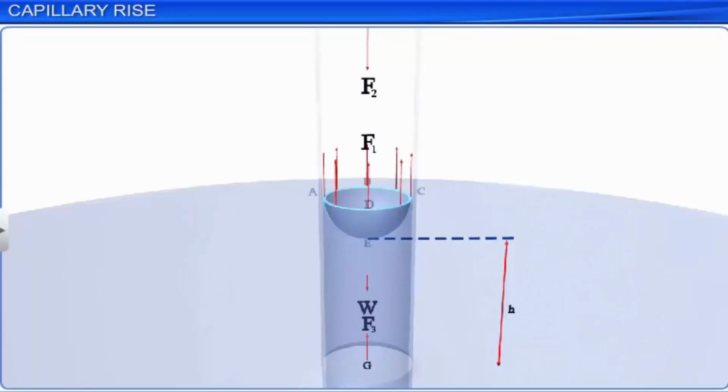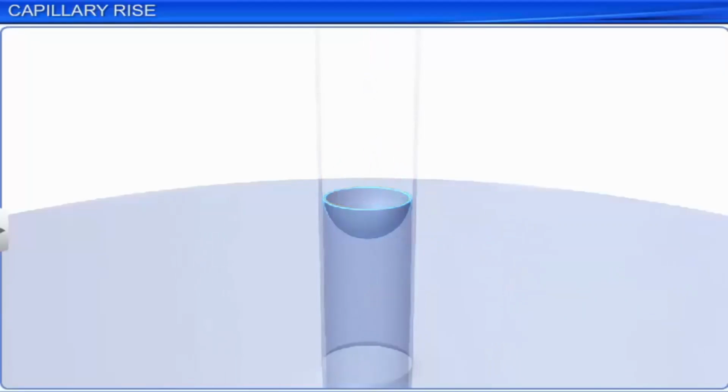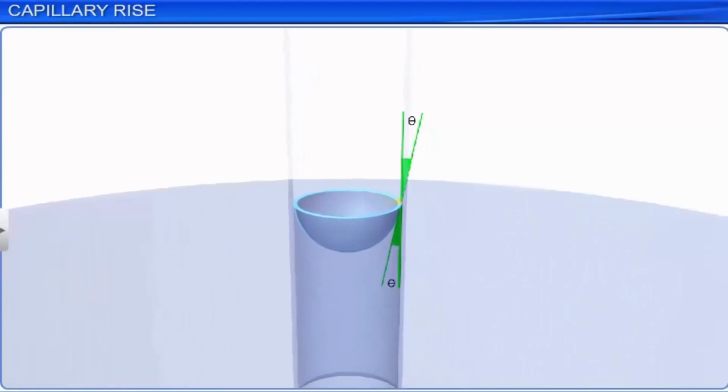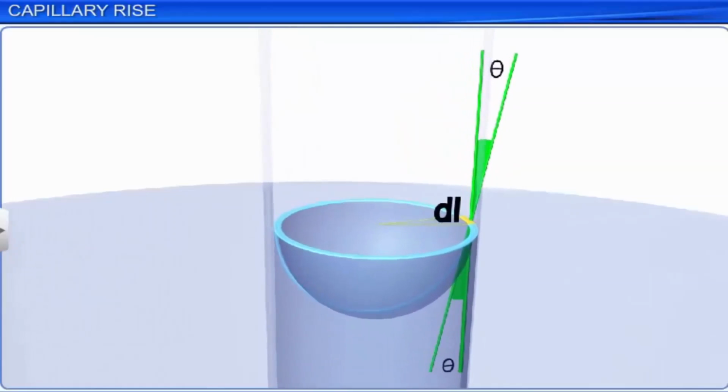The surface ABCDE of the liquid in the capillary tube meets the wall of the tube along its circular periphery of radius r. Theta is the angle made by the tangent drawn to the surface of the liquid with the surface of the tube from inside the tube at the point of contact, and hence is the angle of contact. Consider a small part dl of the periphery along which the liquid surface is in contact with the wall of the tube.